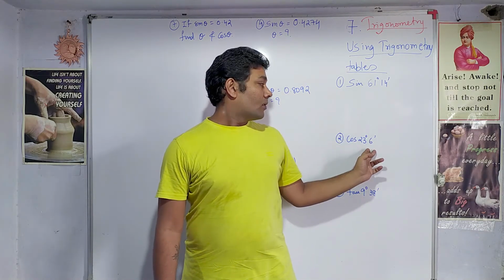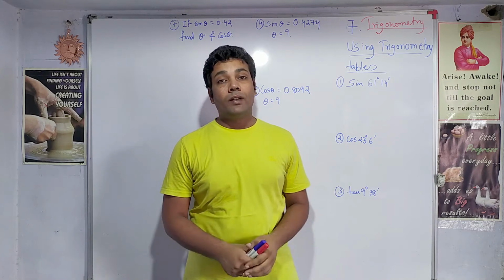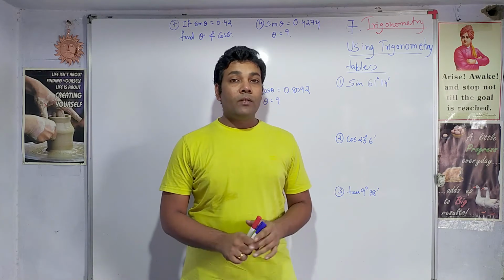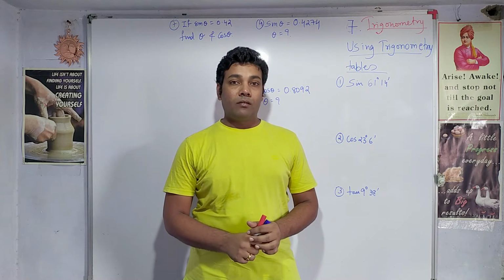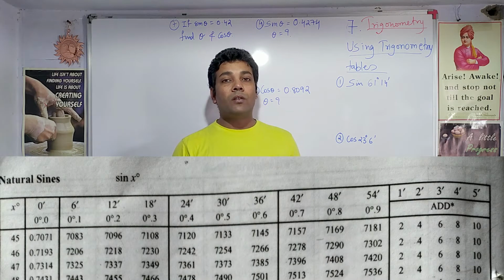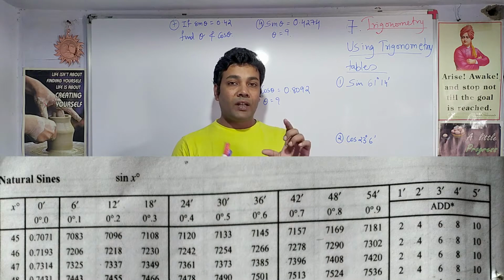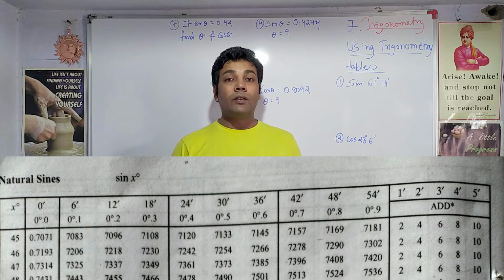14 minutes, 23 degrees 6 minutes. How to find out their values? Their values can be found out from the tables. If you refer to the last page of your textbook, you will find some tables, digits written over there.